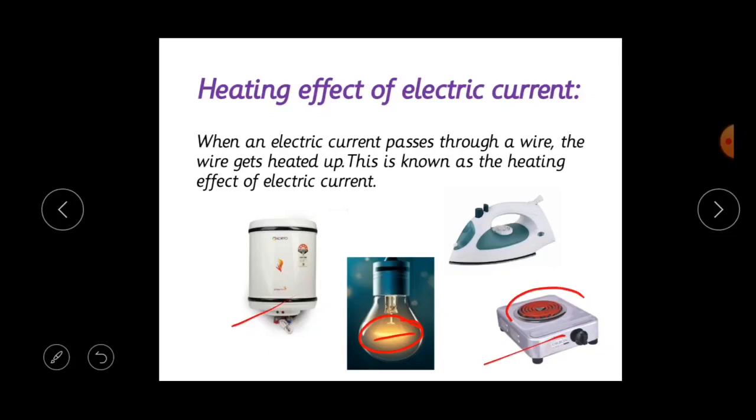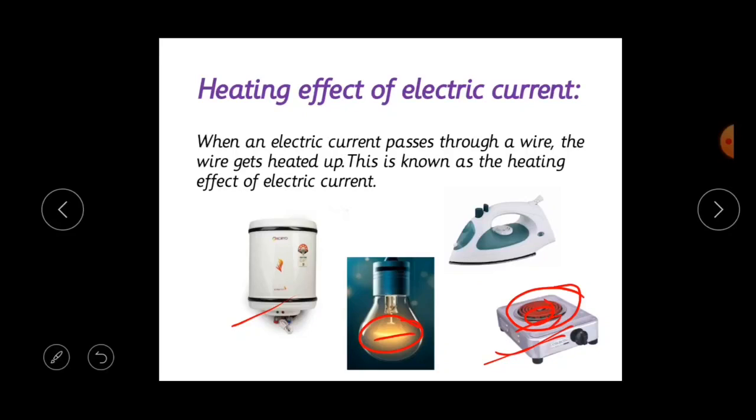Here you can see the coil. This is the element. Okay, this is the coil, and here you can see. Yes or no? So then electric irons, electric immersion rods, etc. Okay, so this is the heating effect of electric current. Understood, children? What is the meaning of this? So see this one. When you touch this glowing bulb, it feels hot. Why is it so? Because the electric current is converted into heat energy there.